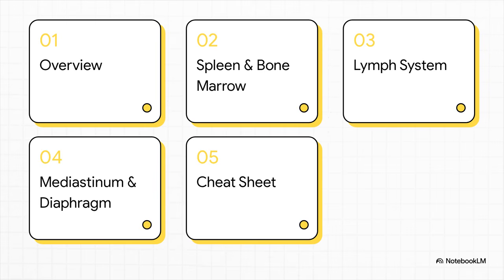All right, here is our roadmap for today's explainer. Number 1, overview. Number 2, spleen and bone marrow. Number 3, the lymph system. Number 4, mediastinum and diaphragm. And 5, a high-yield cheat sheet.